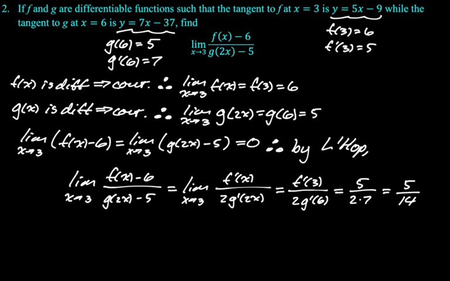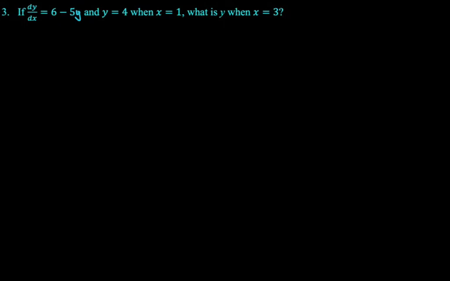We've got one more that we're going to do. And also I made a mistake on it, so I had to correct that. You can see that little y there. If dy/dx is equal to 6 minus 5y, and y is equal to 4 when x is equal to 1, what is y when x is equal to 3?